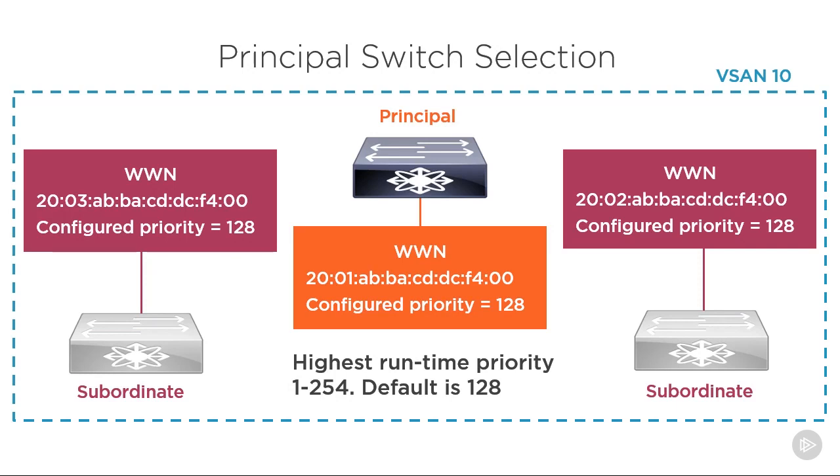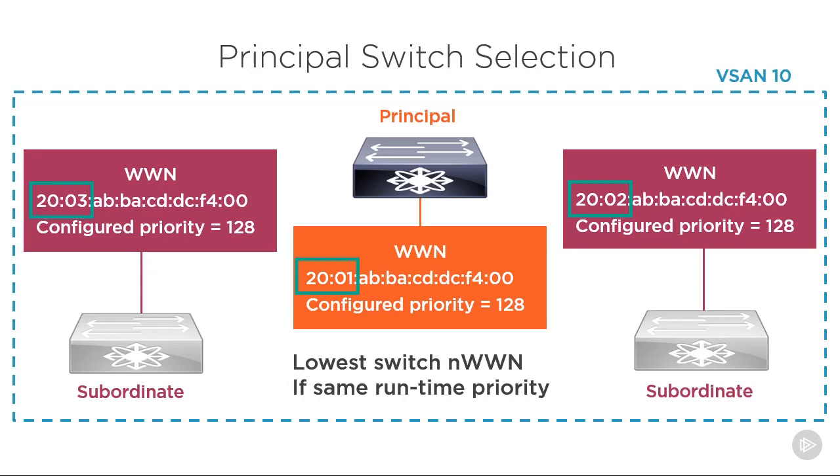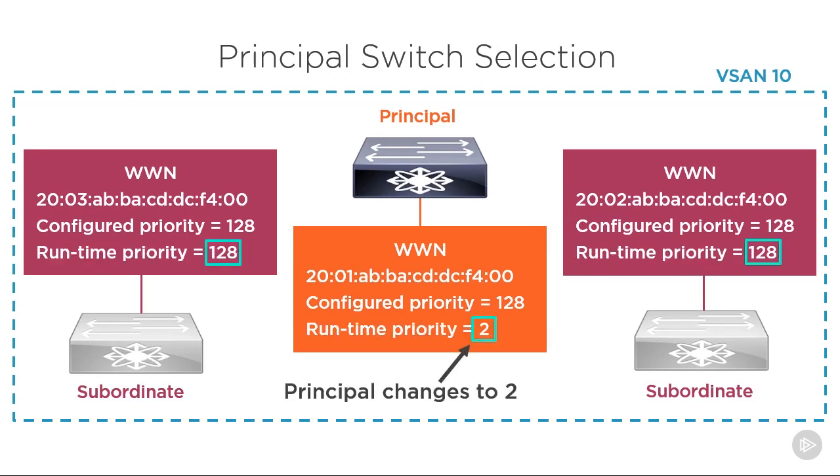So as we can see in this example, we have a single Fibre Channel domain. We have 3 switches. They all have the same configured priority of 128. Well, since we can't select a principal switch based on the priority, since they're all the same, they're going to use the next criteria, the switch with the lowest node worldwide name. And as we can see in this example, that's going to be the orange switch. It has the lowest node worldwide name, and so therefore it's going to become the principal switch. The principal switch changes its runtime priority to 2. Hey, if you win the election, that's what you get. You're now going to have a runtime priority of 2, while all of the other switches will maintain a runtime priority of 128.